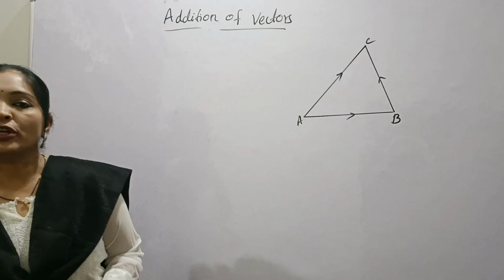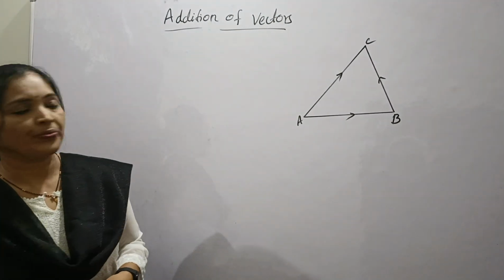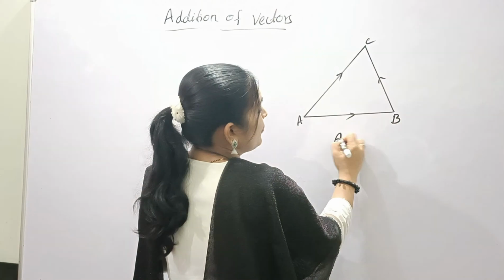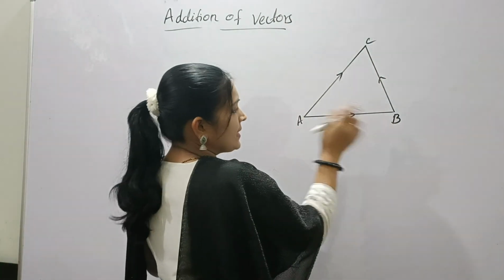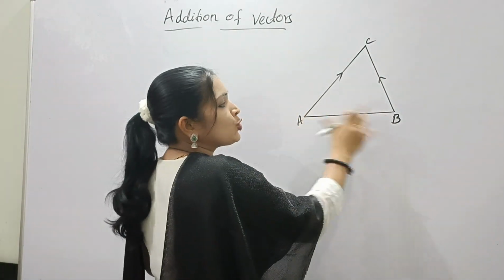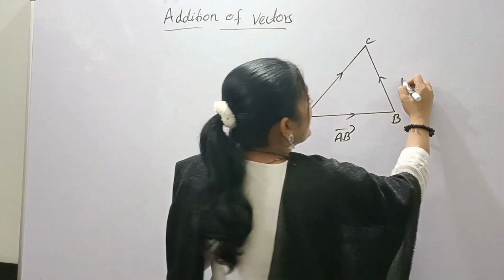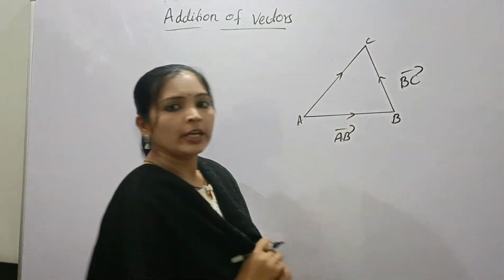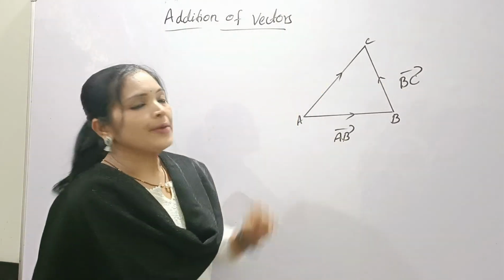Hello everyone, today we are going through addition of vectors. See in this figure, vector AB represents displacement from A to B, right? And vector BC represents displacement from B to C. Okay, now what is AC?